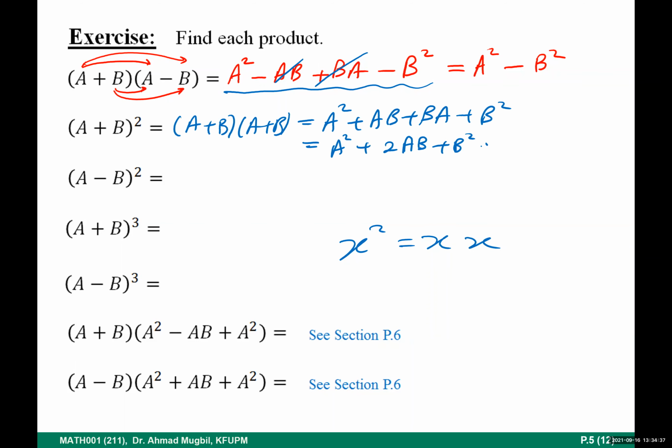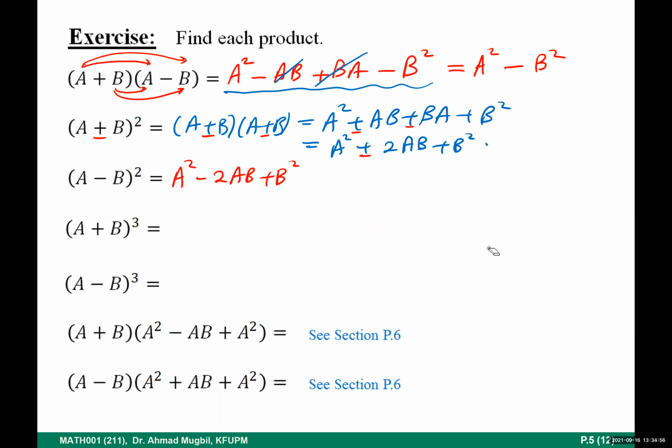So what will happen if it was negative? What do you think? If it is negative here, this will be negative, this will be negative, but negative by negative will be positive. So this one will be a squared minus 2ab plus b squared.